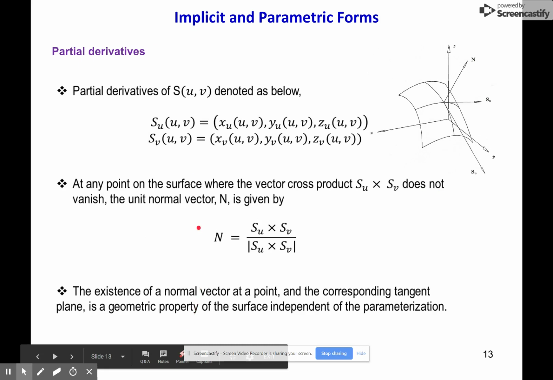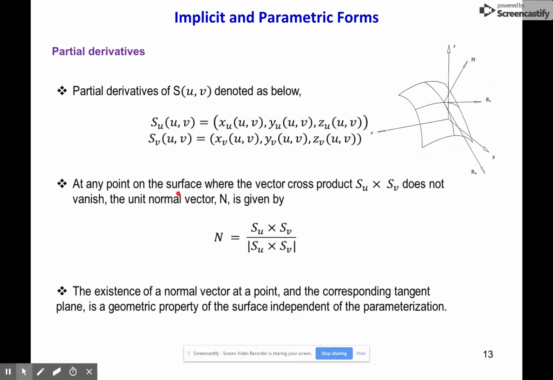Again, we can derive the parametric form by partial derivation with respect to u and v. So when we do the vector cross product at any point which lies on the surface, it produces a constant value.